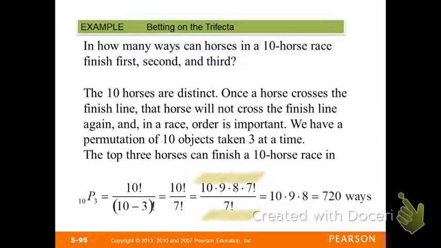If we were talking about a probability here, what's the probability that my pick for first, second, third is correct? It's 1 out of 720. So you have a 1 out of 720 chance of just randomly picking the order of 3 horses in a 10-horse race. All right, so that's where it's going to come into play with probabilities.